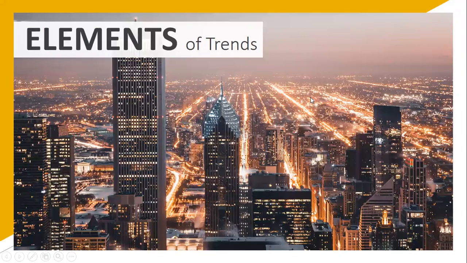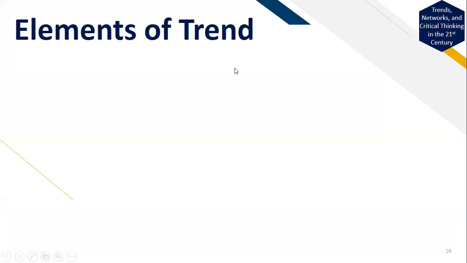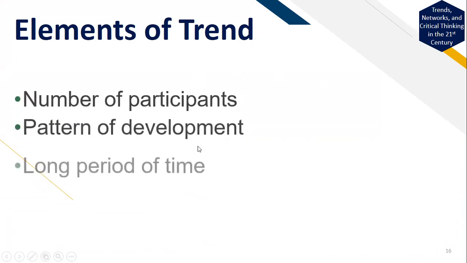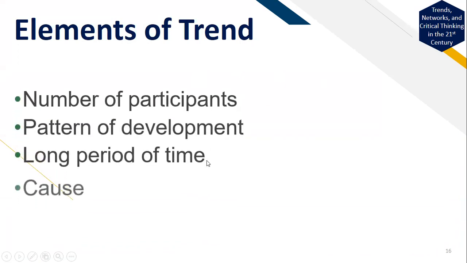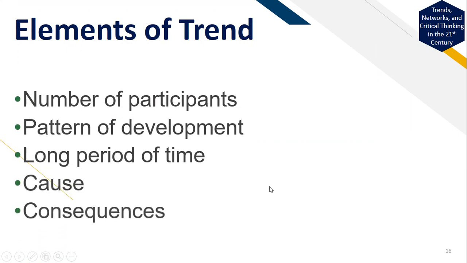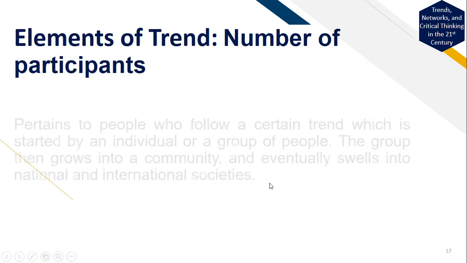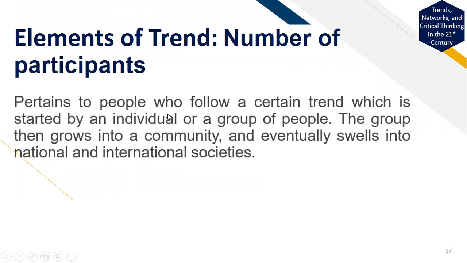Okay, so now let's move on to the elements that comprise a trend. So what are the elements of a trend? So number of participants, pattern of development, long period of time, cause, and consequences. Okay, so punta tayo sa una, number of participants. So pag sinabi natin elements of a trend as to number of participants, it pertains to people who follow a certain trend which is started by an individual or a group of people.